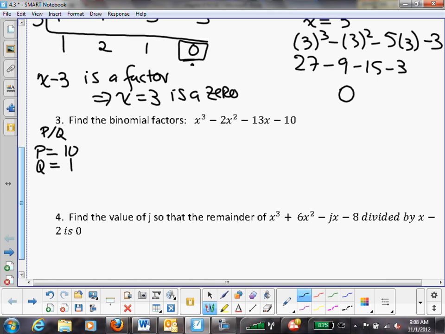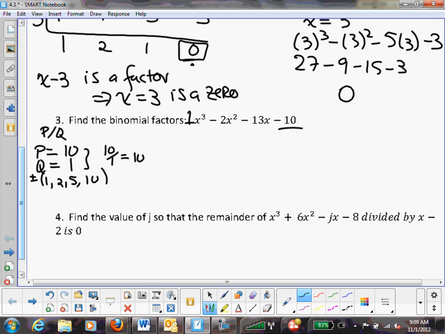Factors of P are your last, your integer term, 10. Factors of Q, there's your Q, it's your first term in descending order. So when I do P over Q, that's 10 over 1, right? So the factors of 10 are 1, 2, 5, and 10, however they can be either positive or negative. So I have 8 possibilities. Correct? All right, find the binomial factors.